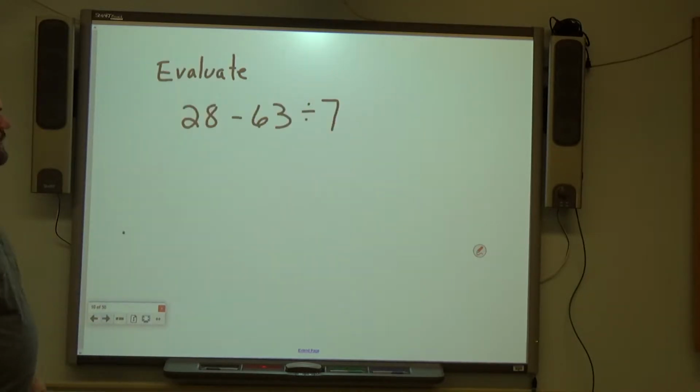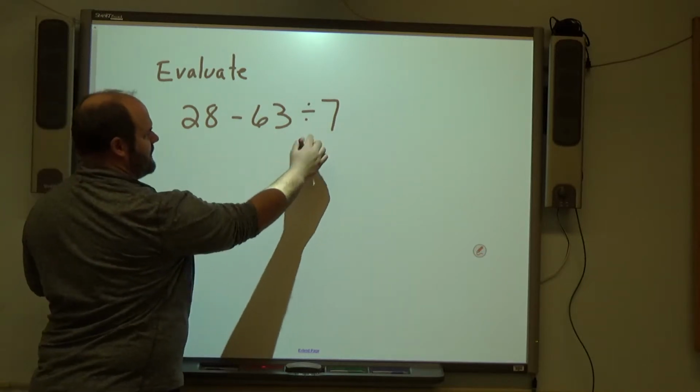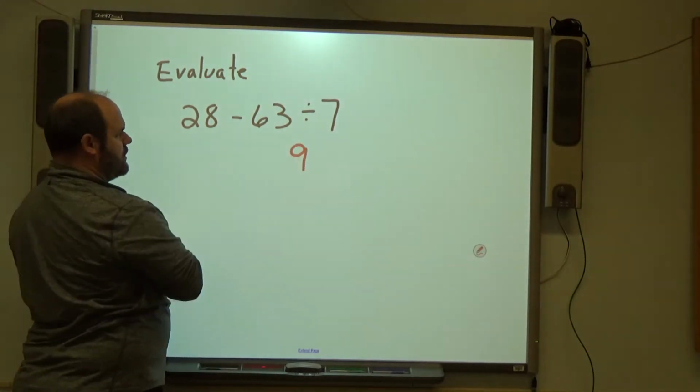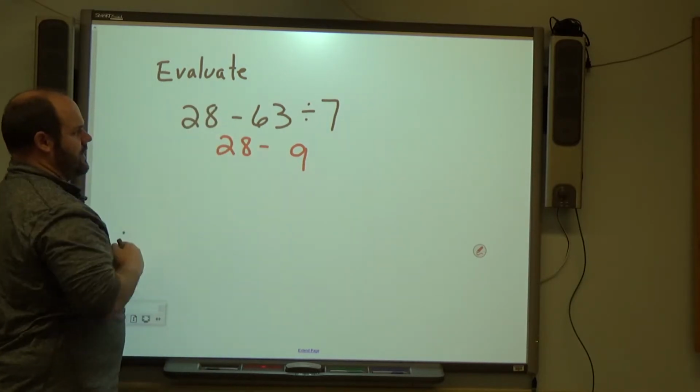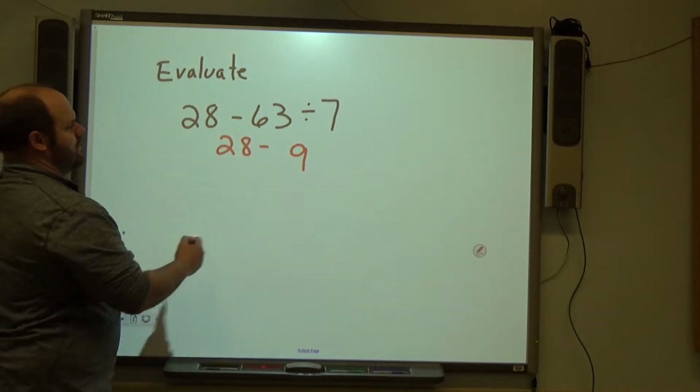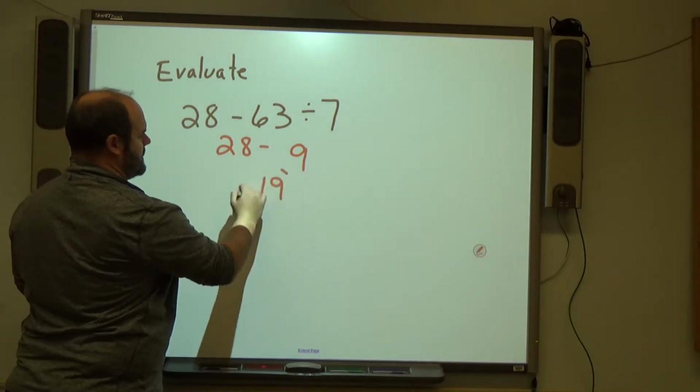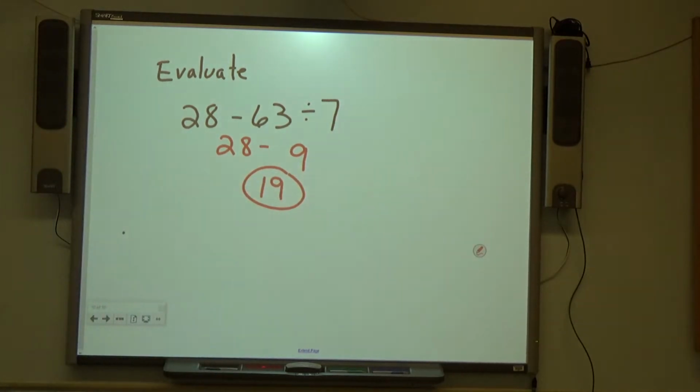So going back here, the first thing that comes, from top to bottom, is division. We have to take 63 divided by 7. If you know your math facts, that is 9, and we still bring down everything else. 28 minus 9, and we should arrive at an answer of 19.